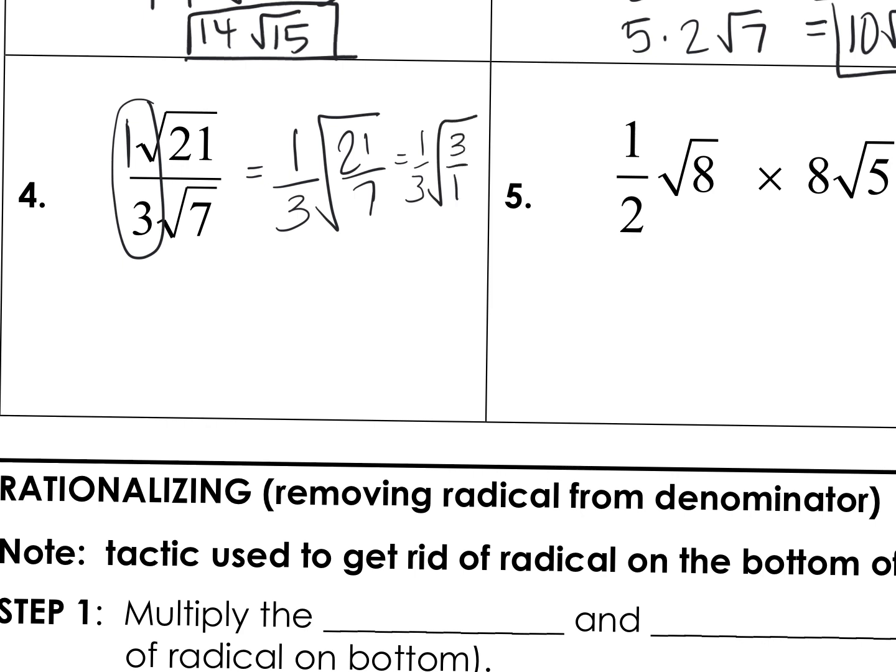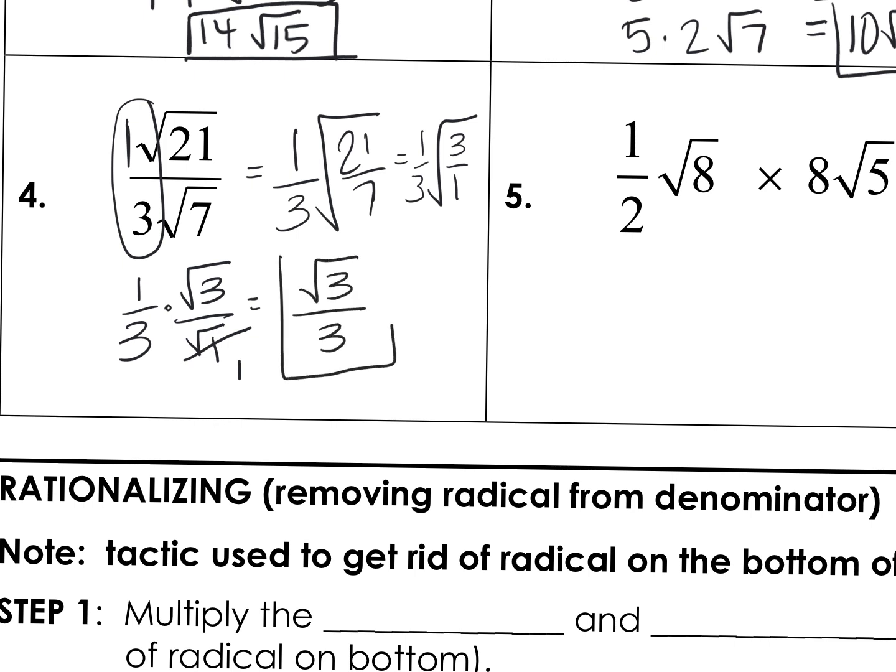3/1. Okay, well, so I have 1/3, and then I can take this big fraction and I can break it apart into √3/√1. And we know that √1 is just 1. So my final answer here is going to be √3/3. And write it as a single term.